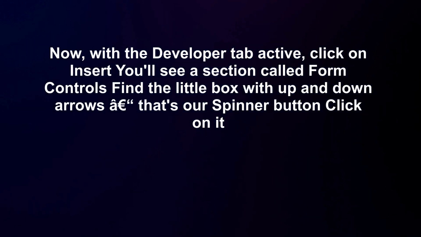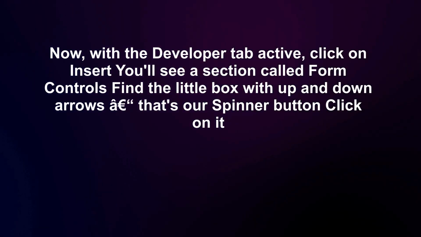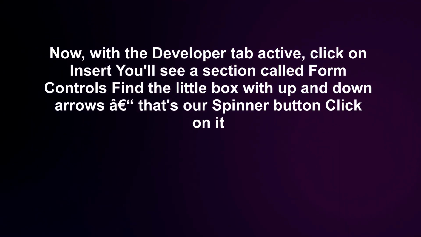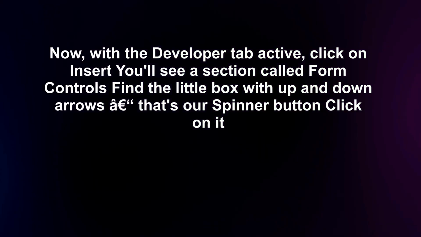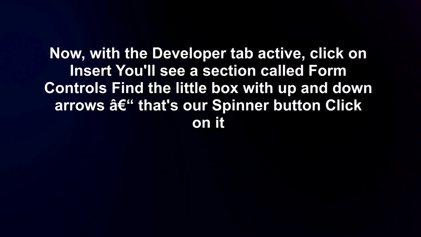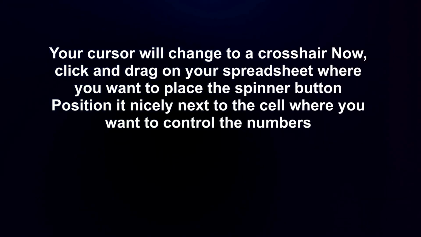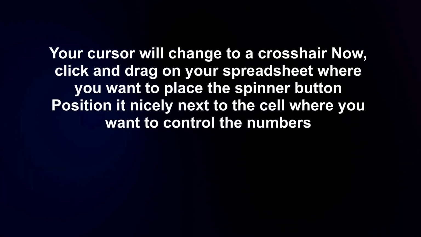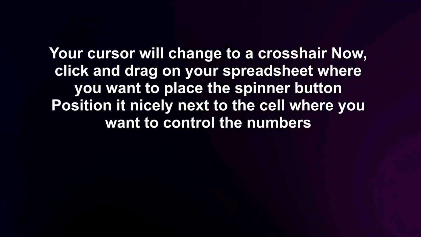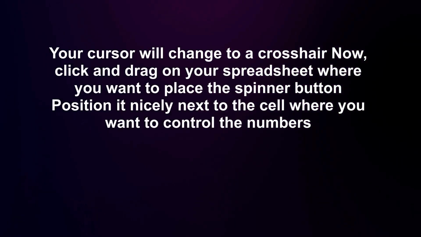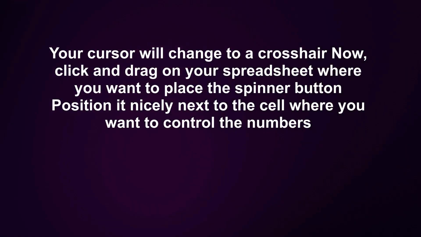Now, with the Developer tab active, click on Insert. You'll see a section called Form Controls. Find the little box with up and down arrows. That's our spinner button. Click on it. Your cursor will change to a crosshair now. Click and drag on your spreadsheet where you want to place the spinner button. Position it nicely next to the cell where you want to control the numbers.